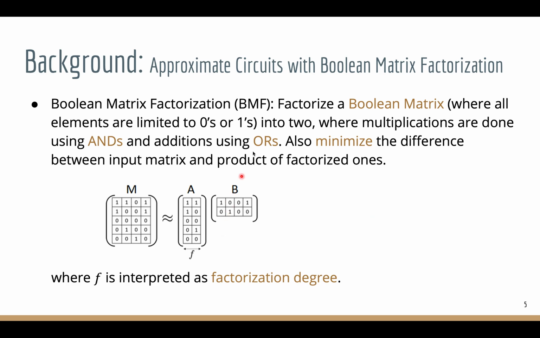Now, I will introduce Boolean matrix factorization and its application to approximate computing. A Boolean matrix is defined as a matrix where all elements are zeros or ones. Boolean matrix factorization, also known as BMF, aims to factorize a Boolean matrix into two, where multiplications are done using logical ANDs and additions using logical ORs. BMF algorithms find the best factorization, where the difference between the input matrix and the product of the factorized ones is minimized. Here, we define F, the number of columns in matrix A, as the factorization degree.